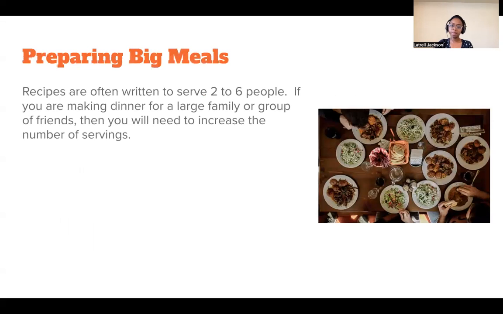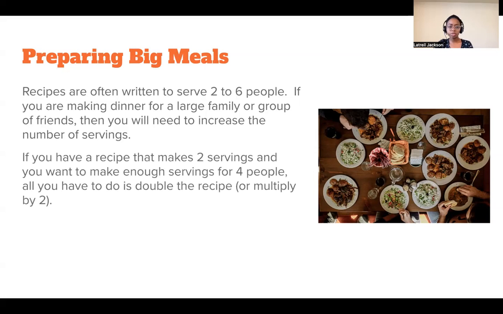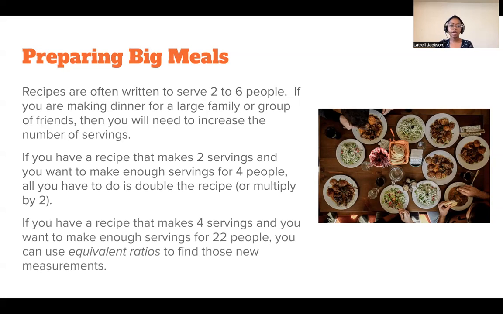So when we are preparing big meals, sometimes we have to expand the recipe. Recipes are often written to serve 2 to 6 people. If you are making dinner for a large family or a group of friends, then you will need to increase the number of servings. If you have a recipe that makes 2 servings and you want to make enough servings for 4 people, all you have to do is double the recipe or multiply each of the ingredients by 2. So that was easy, right? But if you have a recipe that makes 4 servings and you want to make enough servings for 22 people, you can use equivalent ratios to find those new measurements.